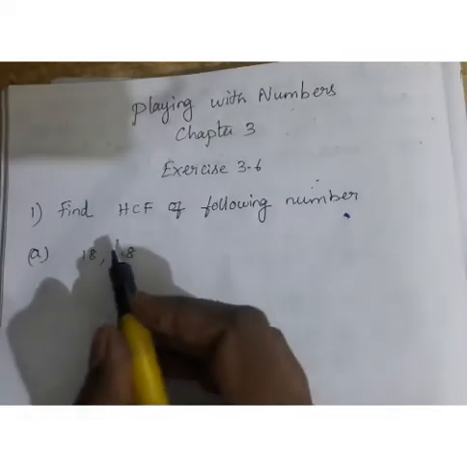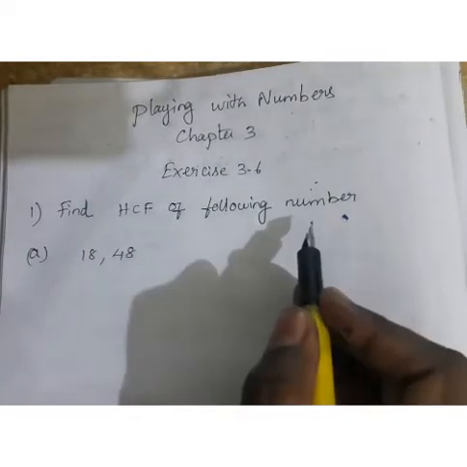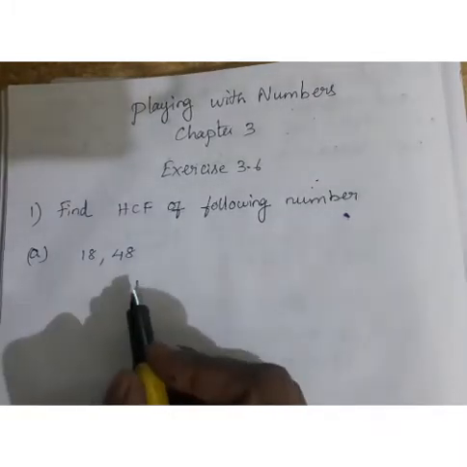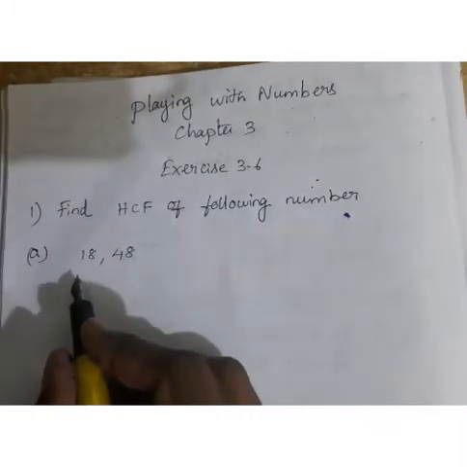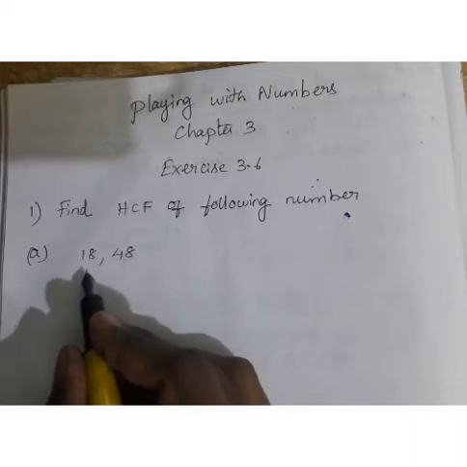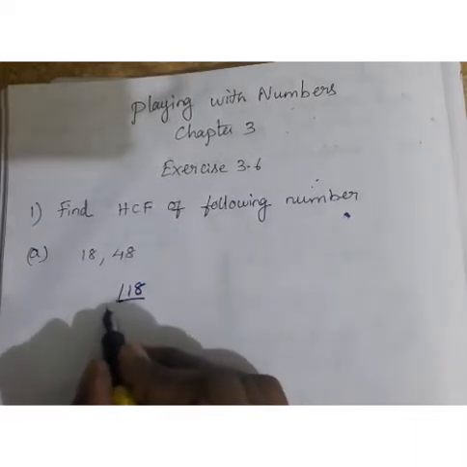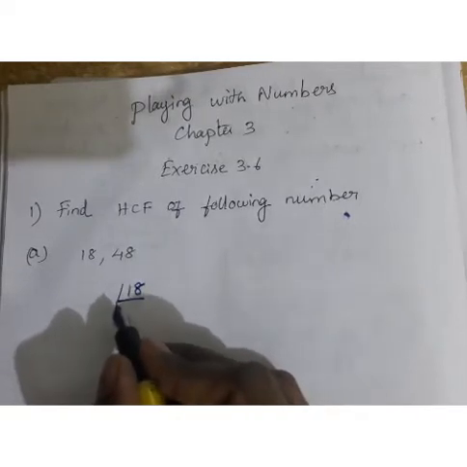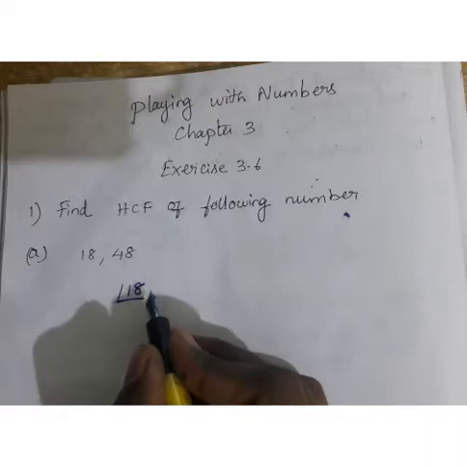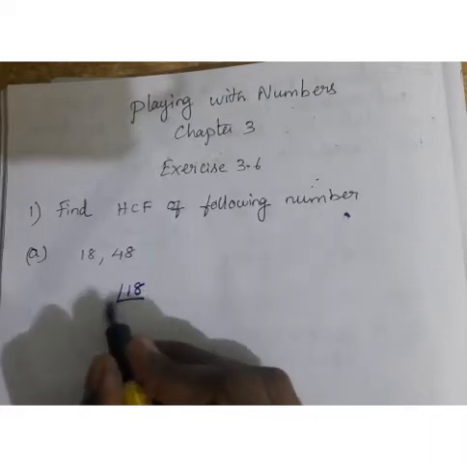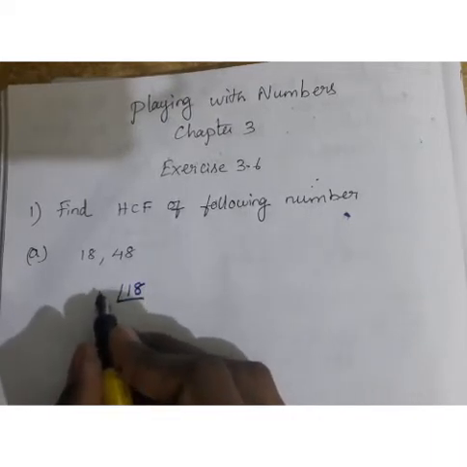Question number 1. Find the HCF of the following numbers. A part: 18, 48. First find the prime factors of 18. Always begin with the smallest prime number. The prime numbers are 2, 3, 5, 7, etc. The smallest prime number is 2.